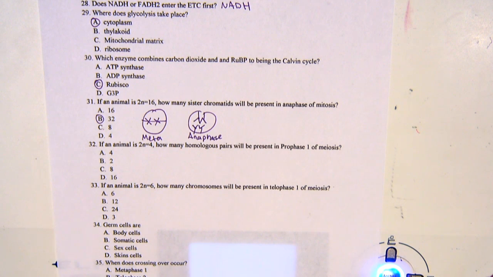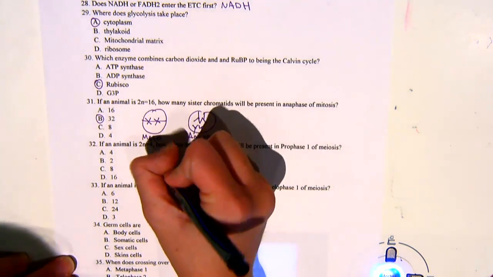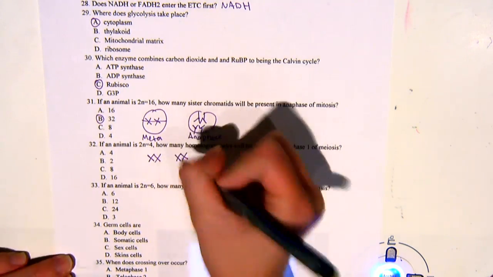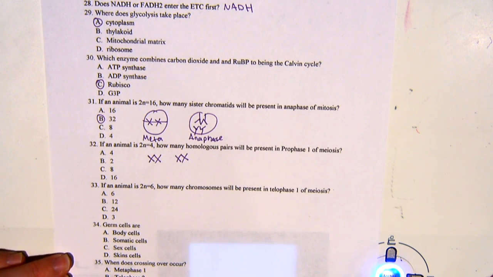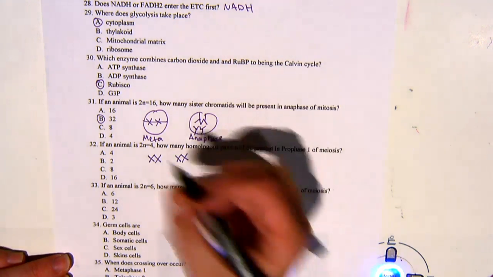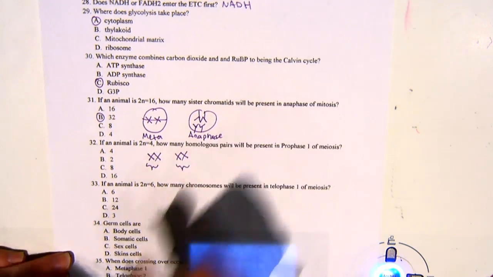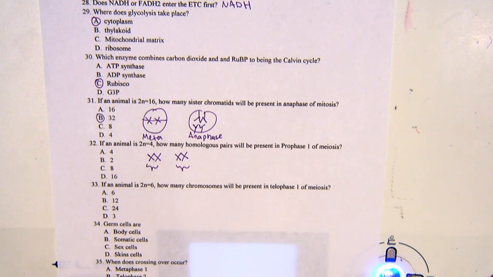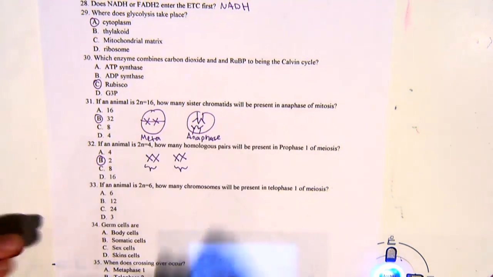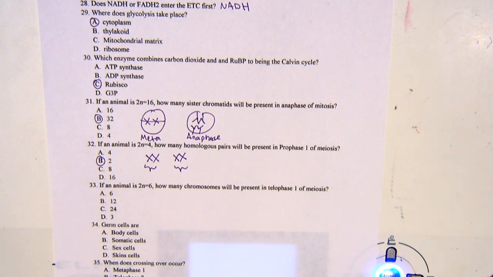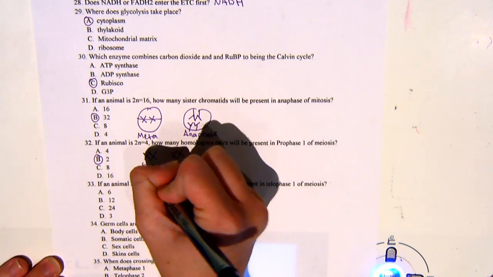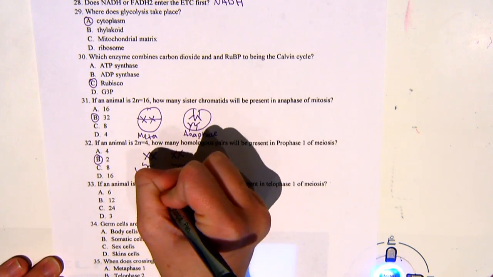#32. If an animal's diploid number is 4, how many homologous pairs will be present in prophase 1 of meiosis? So if we have 4 chromosomes, that means we're going to have 4 X's. And a homologous pair is made up of 2 replicated chromosomes, or 2 X's. So this would be 1, and this would be 2. So if we have 4 chromosomes, we know that we have 2 homologous pairs. So this is a homologous pair.